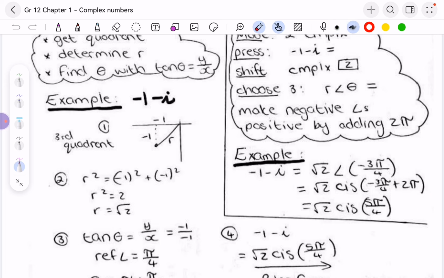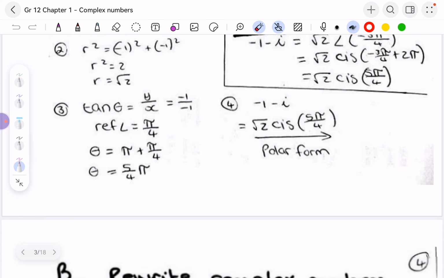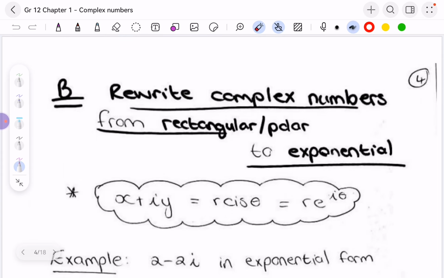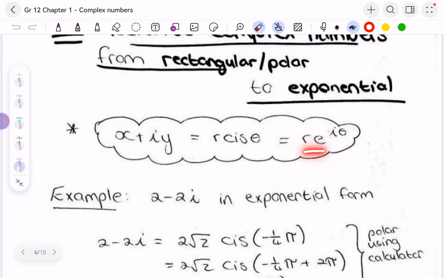In alpha maths, it's okay to leave your answer in negative angles. So you can have square root 2, cis, -3 pi over 4. That is also sufficient. So changing from rectangular to polar, it's just calculator work. Same thing to go from rectangular or polar to exponential.